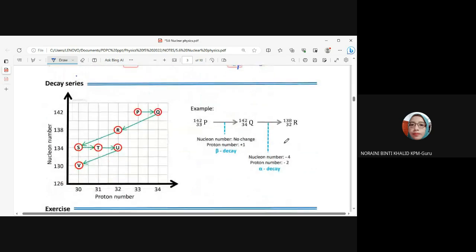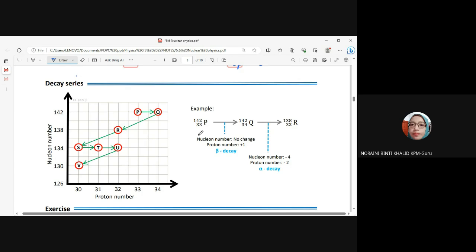Okay, now we look at the decay series. So this graph actually can show the decay series where y-axis is nuclear number, x-axis is proton number. So from the decay series, we can check how many alpha, how many beta release out, and whether there is gamma that release out. For example, P to R or R to V, how many alpha? So this is a decay series. Start from P become Q, Q become R, R become S, and then U, and then V.